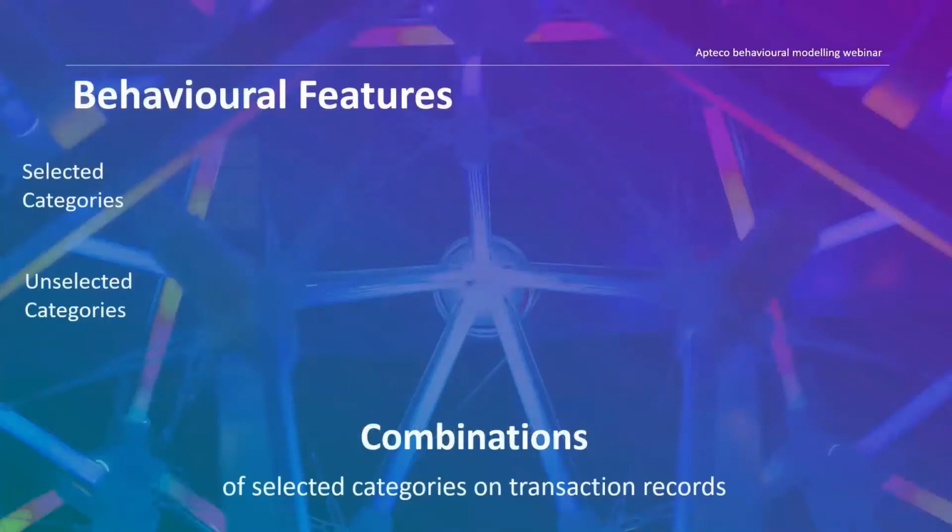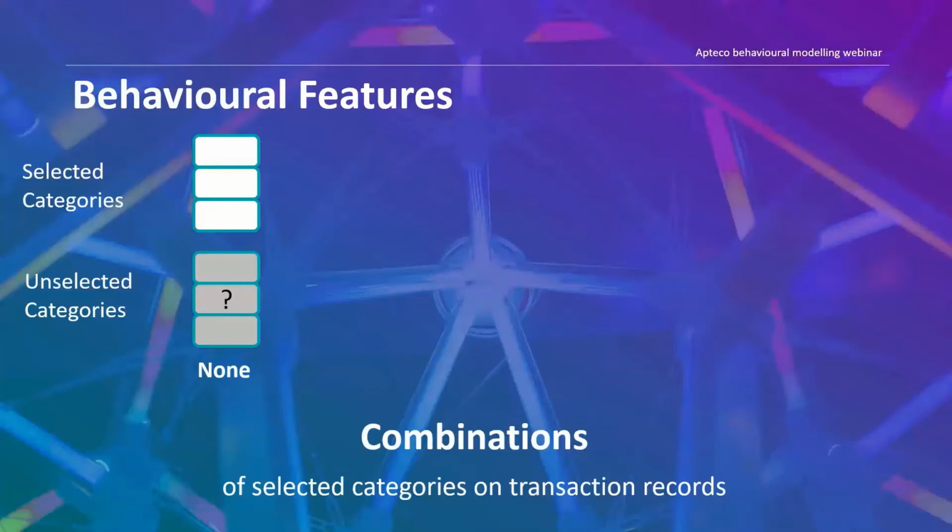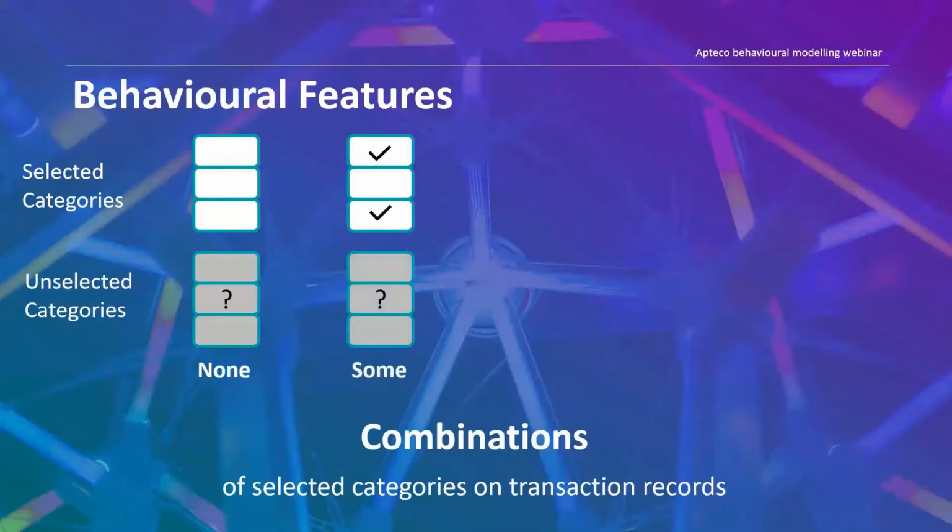Next one is called combinations, and this allows us to look for particular categories. It's a variation of the criteria that I just spoke about. So in this case, I've got 3 selected categories and a number of unselected categories. And the first pattern we can look for is people who have none of the selected categories. They may have other unselected categories, but they've not got any of the ones we're interested in, or some of the selected categories where they may have one or more of them, and they may have other unselected categories, doesn't matter.